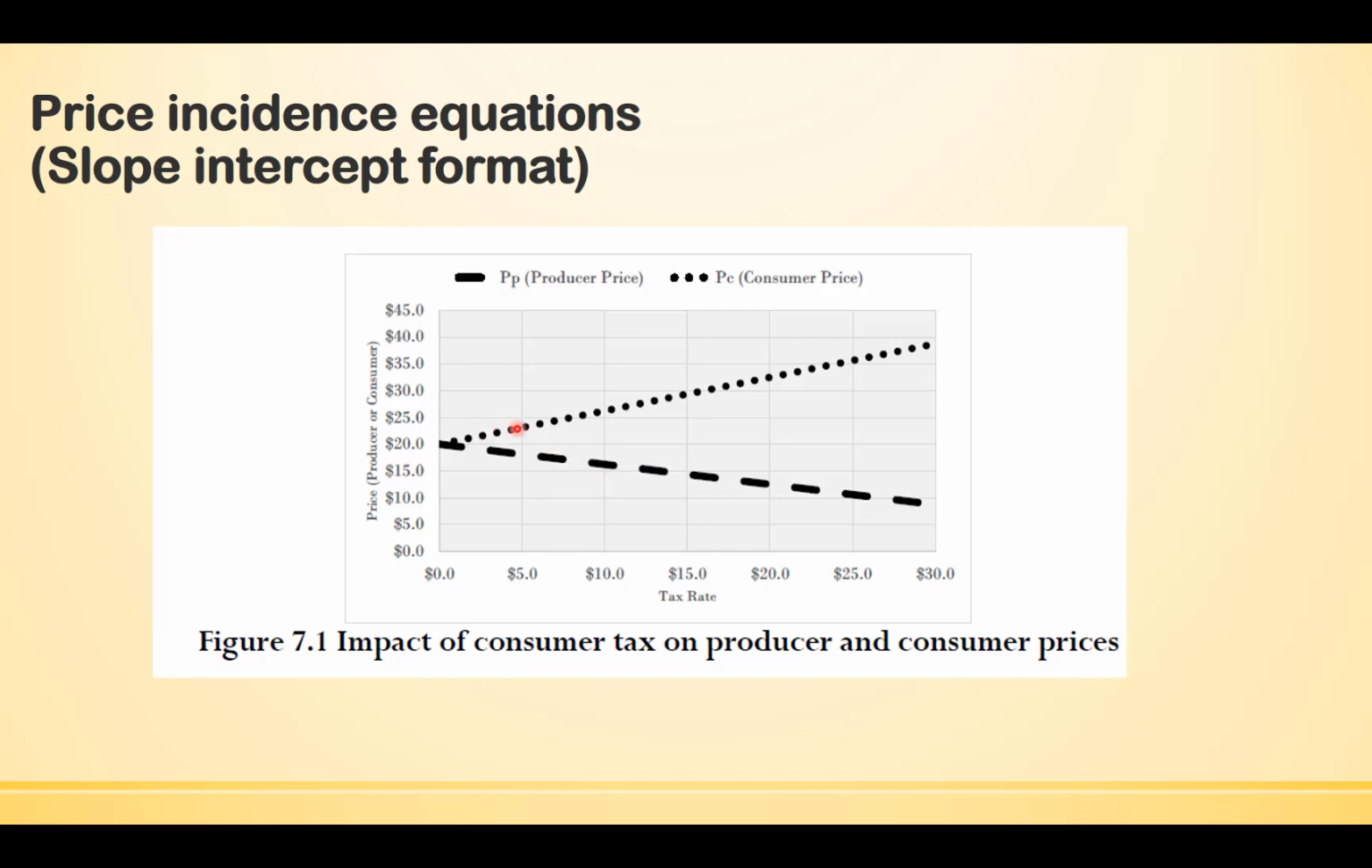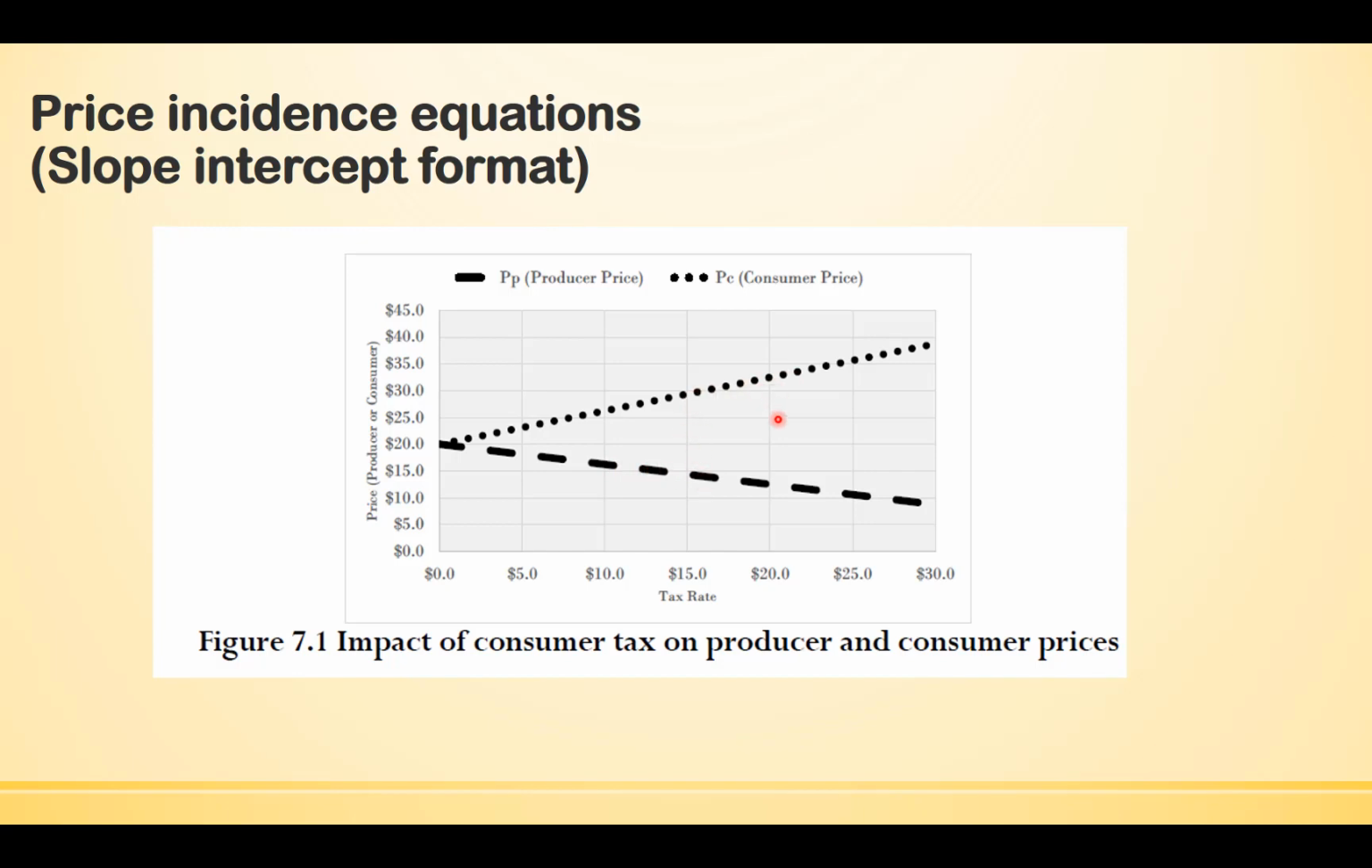And then up here at the top we see the consumer price incidence. Okay, and so what is happening here is if $10 is the tax here, then the gap between the dotted line and the dashed line must be 10, right? The full tax must sit in between the consumer price and the producer price. So this is just a way of saying that the gap between these two grows.